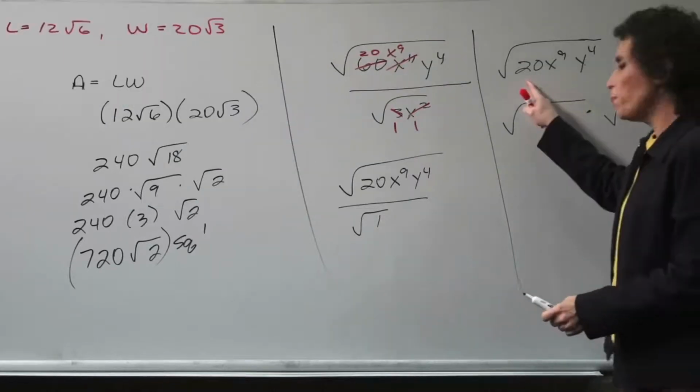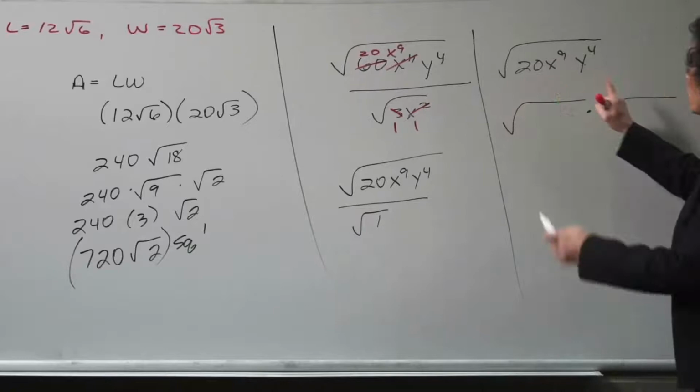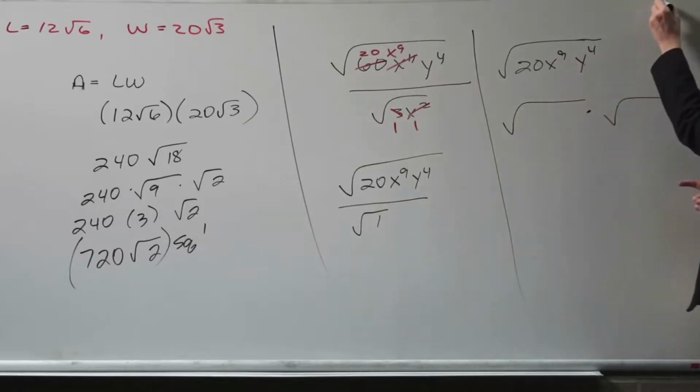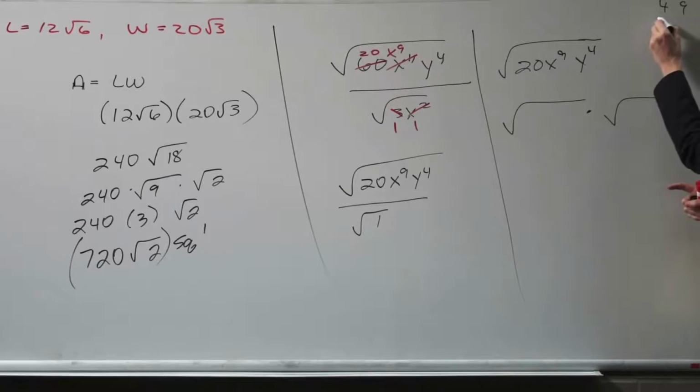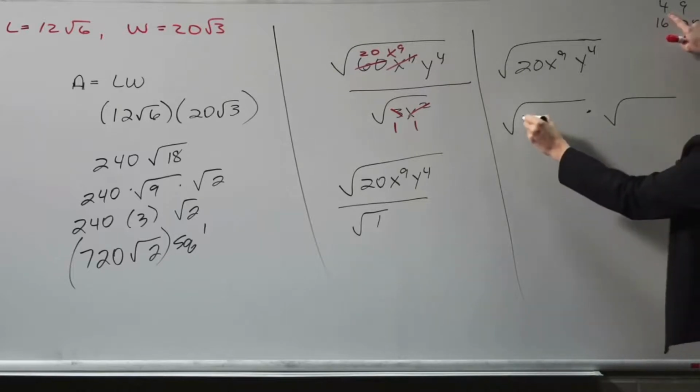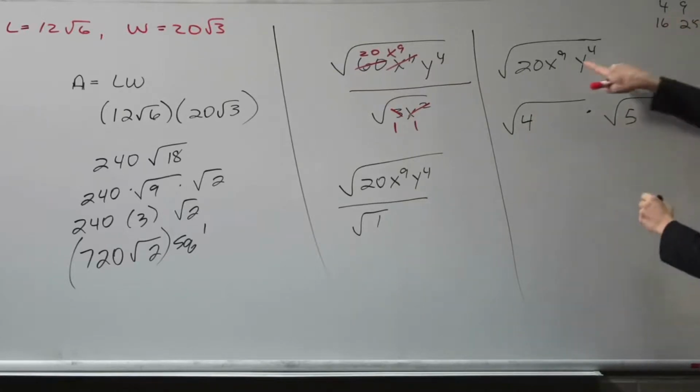Let's talk about the biggest perfect square in 20. Let's write down some of our perfect squares. 2 times 2 is 4, 3 times 3 is 9, 4 times 4 is 16, 5 times 5 is 25. So the biggest one is 4. It's 4 times 5.